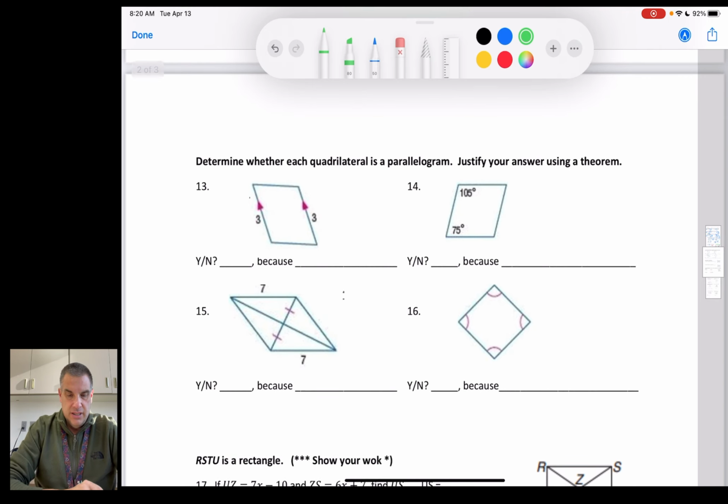Number 13, determine whether the quadrilateral is a parallelogram. Justify your answers. In this case, one pair of opposite sides are parallel and one set of opposite sides are congruent. Does that make it a parallelogram? Nope.